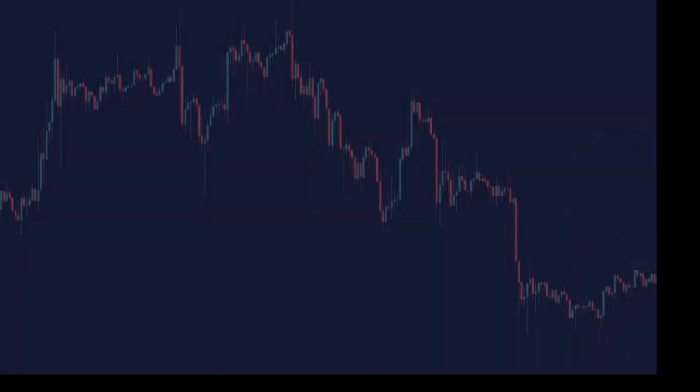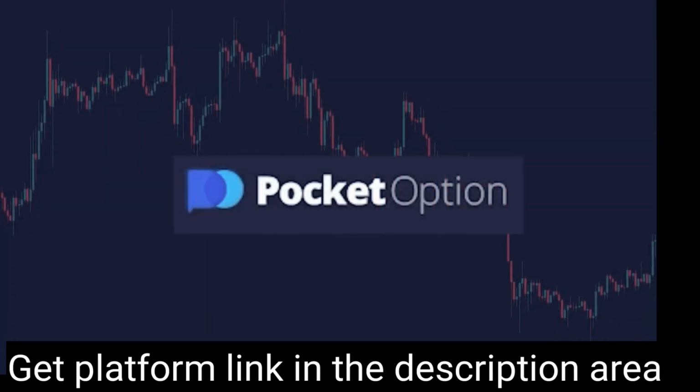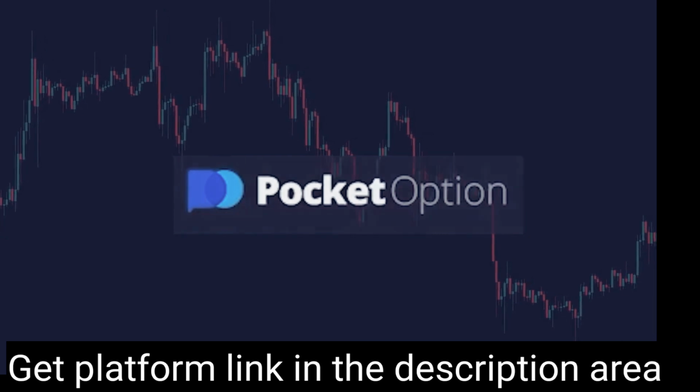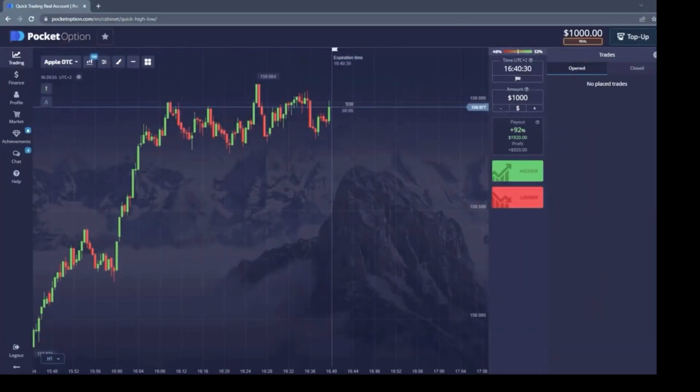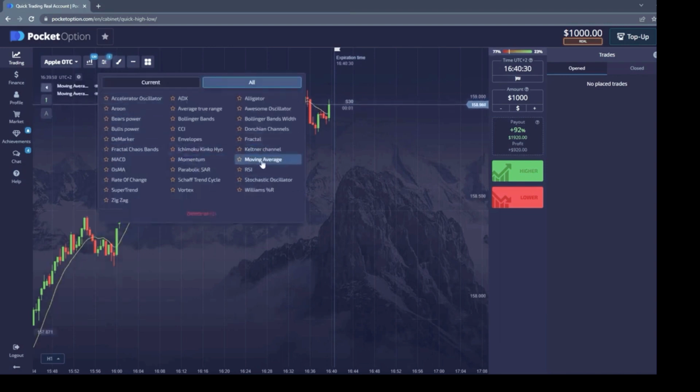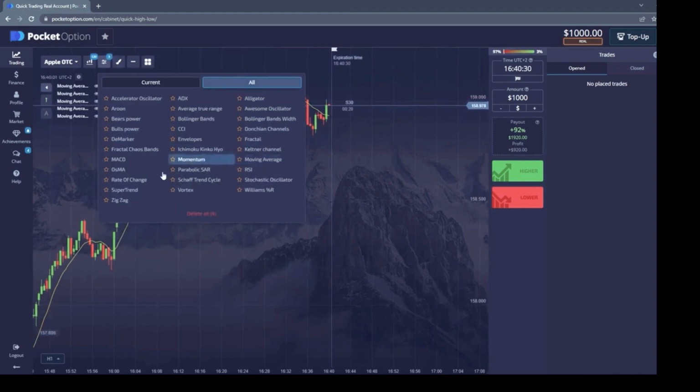Let's start. I am trading at Pocket Option. You can find the platform link in the description as usual. For this strategy, I will set up a structure called EMA ribbon. Among the indicators, I add 5 moving averages.